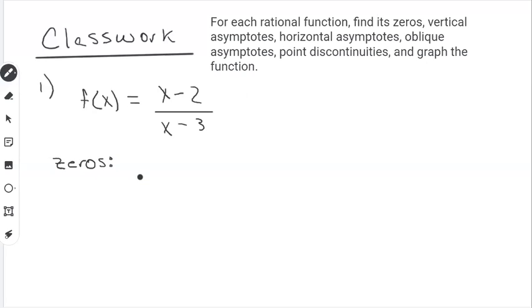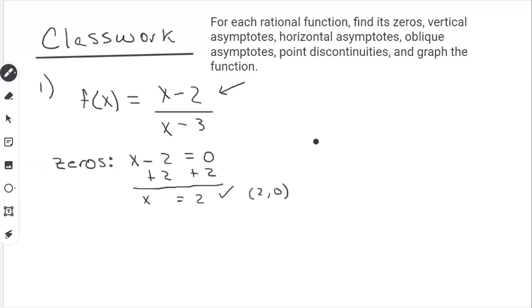Okay, so for the zeros, I want to set the top equal to 0. So I'm going to take the x minus 2 and set it equal to 0 and solve for x. When I do that, I can add 2 to both sides to get rid of that negative 2, and I get x equals positive 2. So my point is going to be (2, 0). That's going to be my x-intercept, also known as my zero.